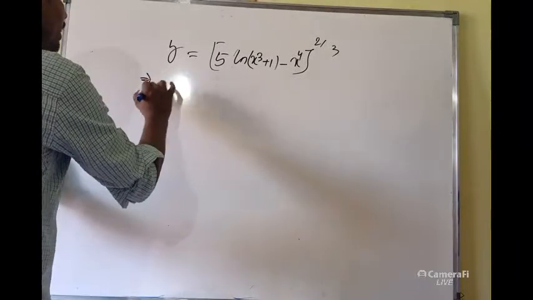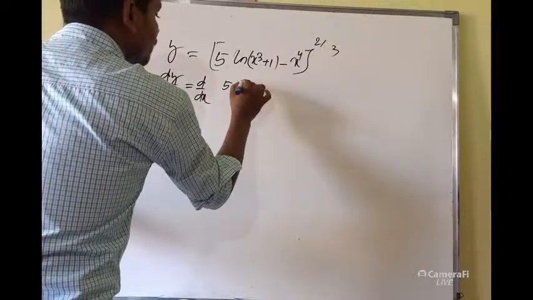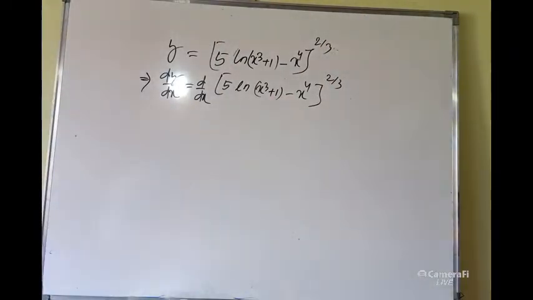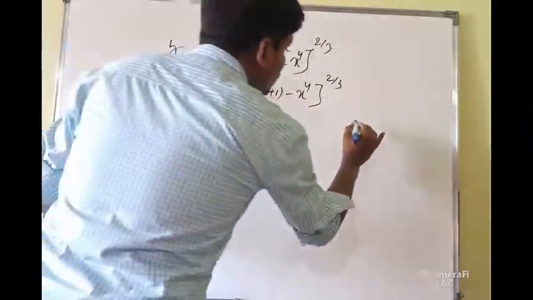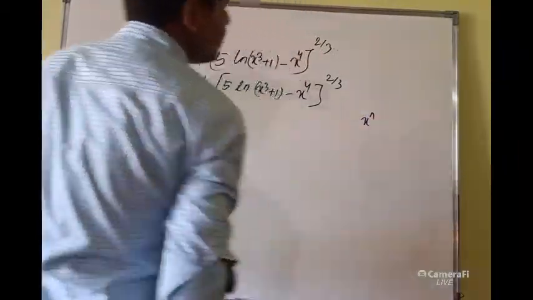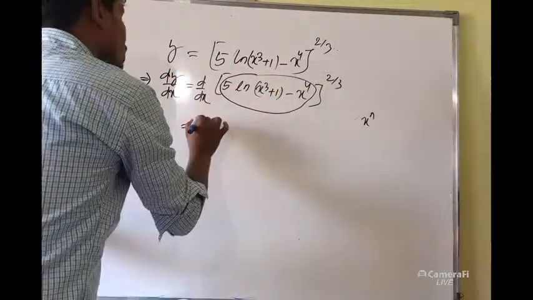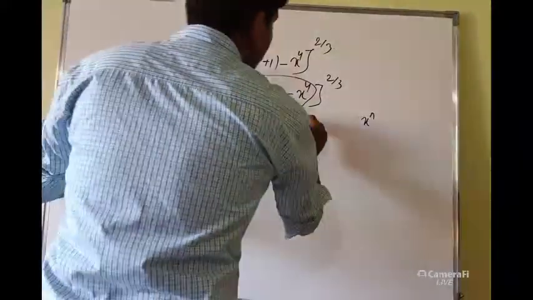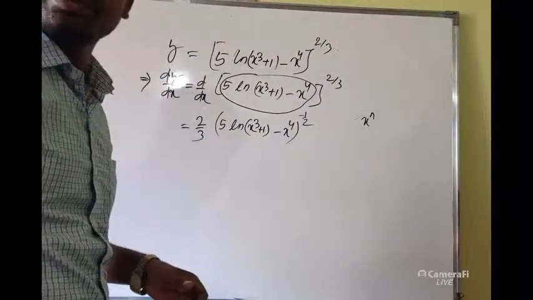Now, we take dy by dx equal to d by dx of that expression raised to the power 2/3. Here we use the formula for x to the power n. This is x, and it becomes 2/3 times it to the power 2/3 minus 1, which is minus 1/3. Any doubt?